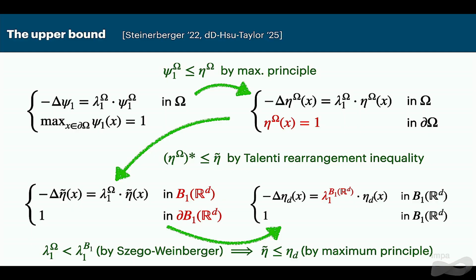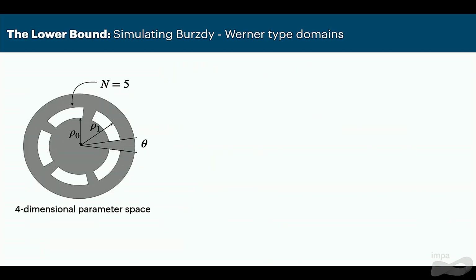How do we see that this argument is sharp? We go back to Burzi and Werner. Their example had 3 or 4 spokes, depending, they consider both in different papers. But we can make 5. We can make whatever number we want. We have this 4-parameter family of domains. What does it depend on? The 2 radii, the number of holes, and this angle.